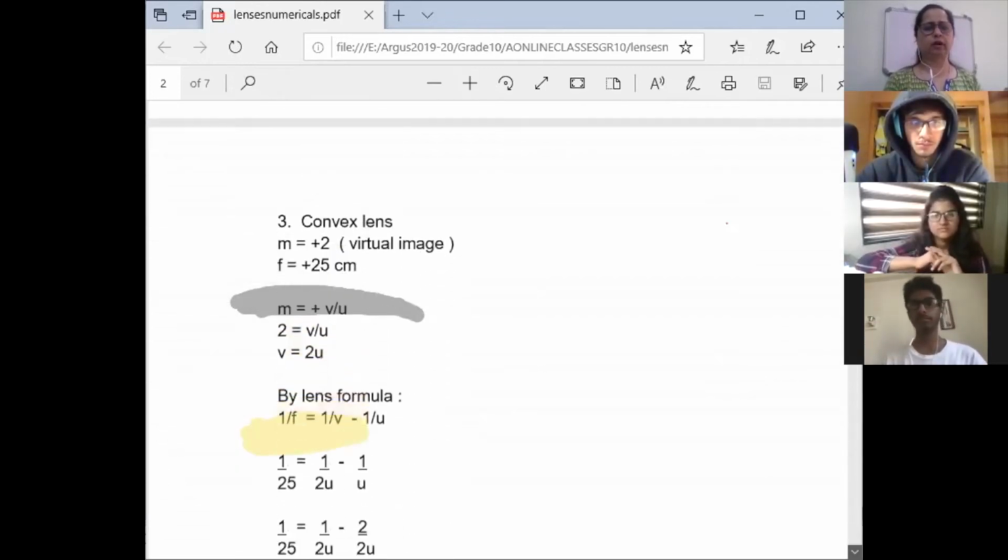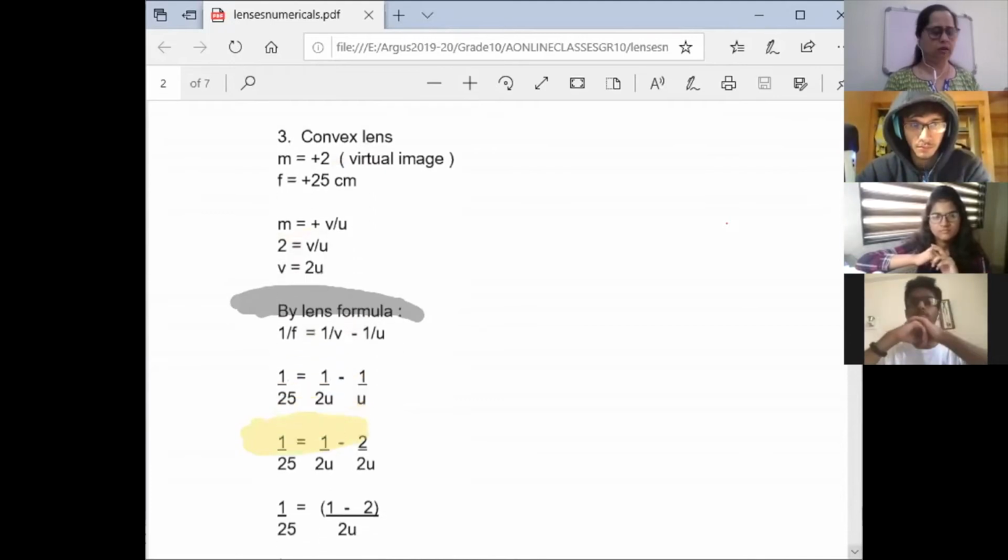Third one is an important one. Please see how it is being solved. Third one: the focal length of a convex lens is 25 centimeters. So the first thing that I write is the type of lens, convex lens. Now, at what distance should the object be placed to get a virtual image twice the size?